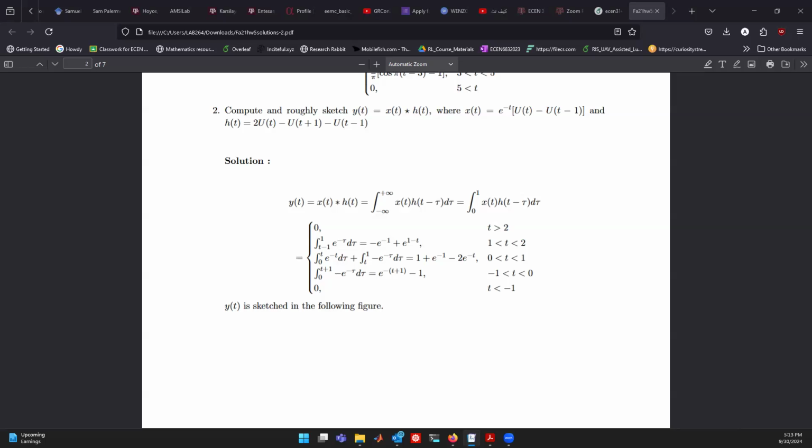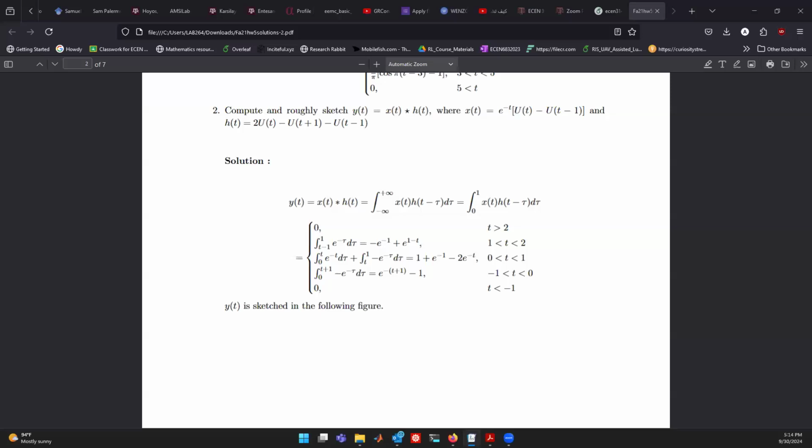When t is between 1 and 2, as we have seen, the overlapping will be between t minus 1 and 1. So the integral will be from t minus 1 to 1 of exponential minus tau d tau, and it has a positive sign here because this part will be overlapping, and we multiply by plus 1.